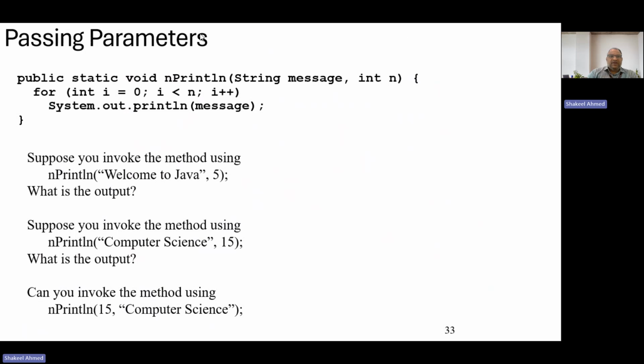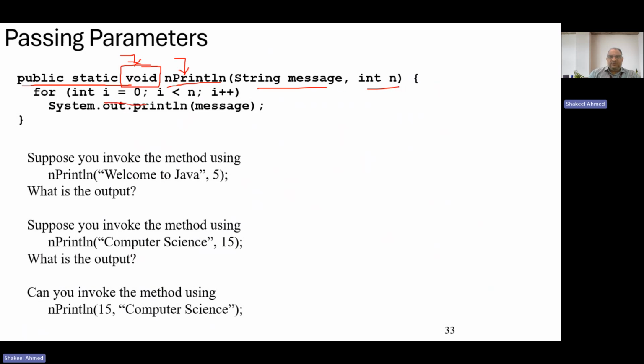Okay. Now, after explaining all these things, let's go to something called passing the parameters. Now, what do you mean by passing the parameters? You can see here public static void, which means there is no return type. The method is nPrintln with String message and int n. So the method name is nPrintln, the return type is none, and you want to print a message a given number of times.